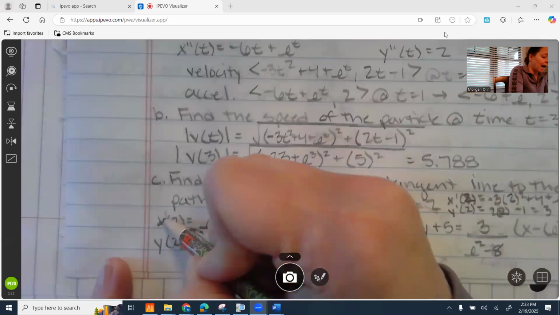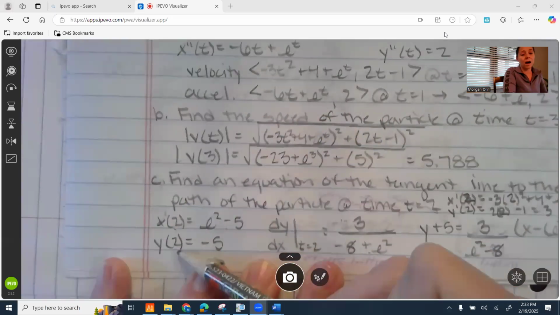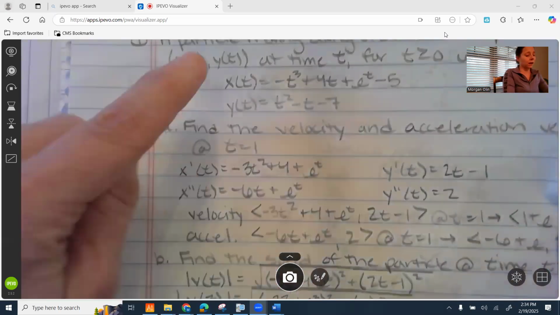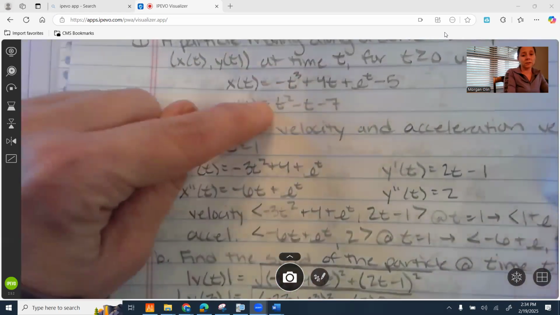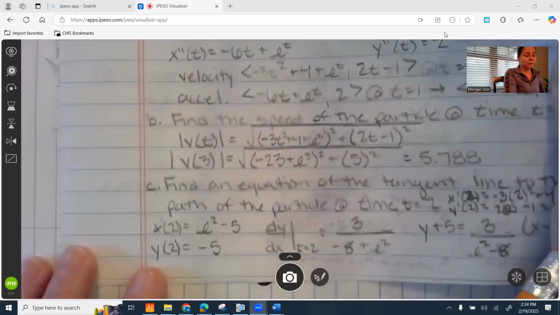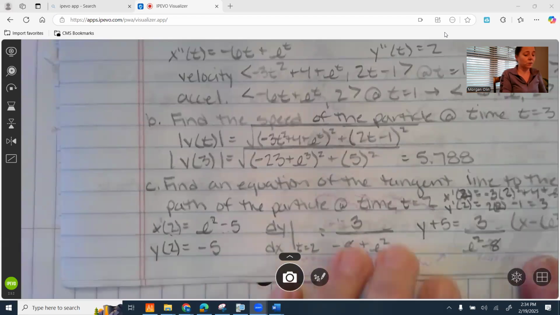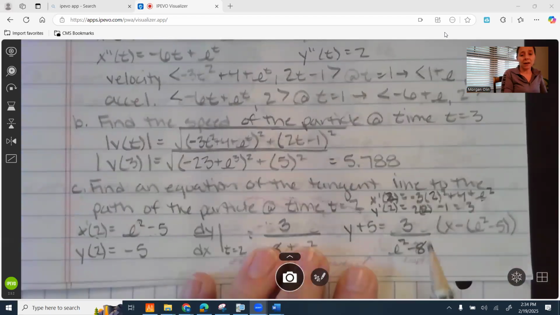Okay, so you have to go back to the original x and the original y and plug 2 in. So I would go all the way back up to here and I would plug 2 into here and 2 into here, which is what I've done. So you get e to the t 2 minus 5 for x and then -5 for y of 2. And then you can see my equation that I've written.